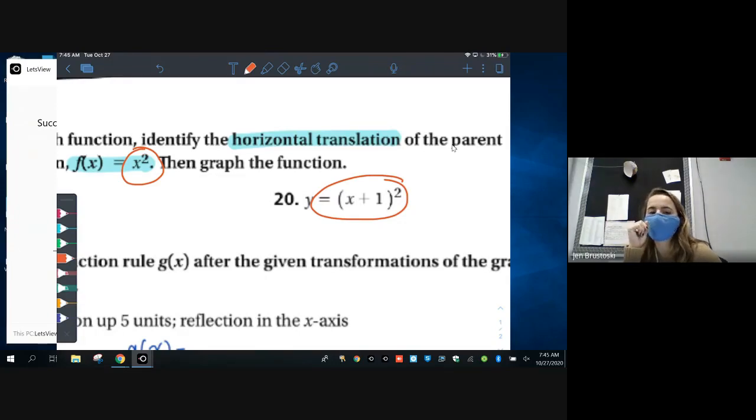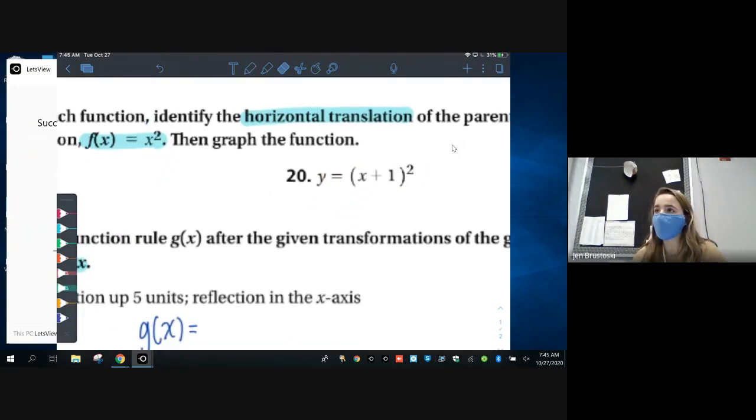Emma? There's a +1, and Emma, is that +1 inside or outside the parentheses? Inside. So is that going to be an up-down or left-right shift? Left-right. Now we just have to decide if it's left or right. We got a 50-50 shot. If it's positive, it's going left. So we are going left 1.